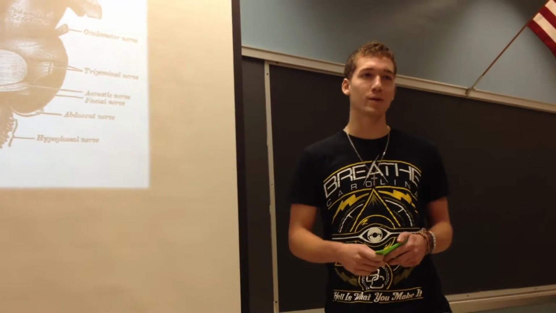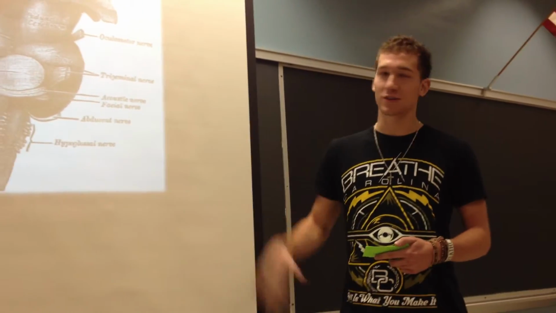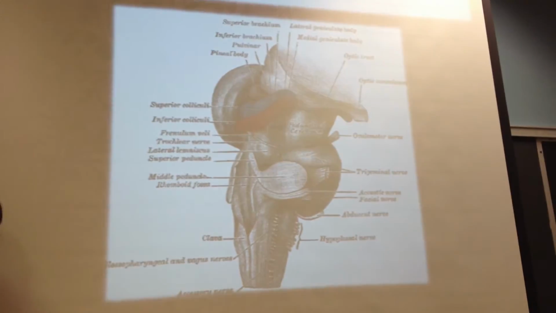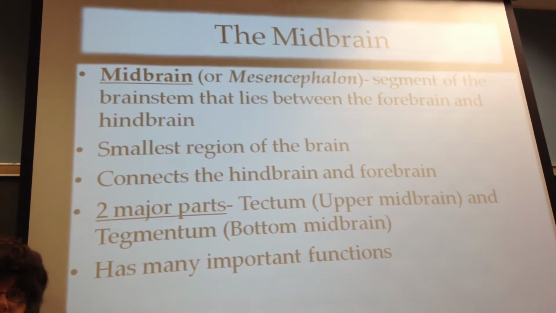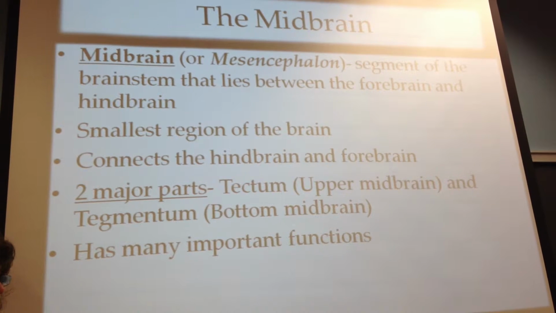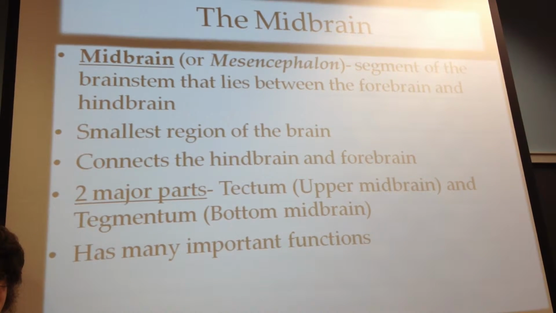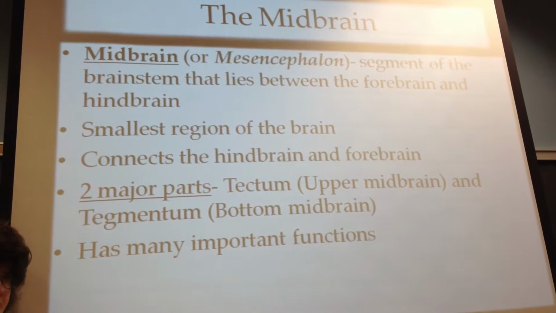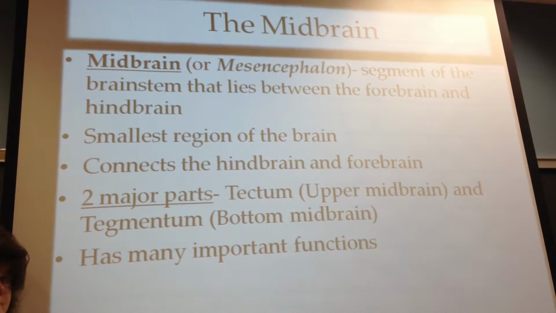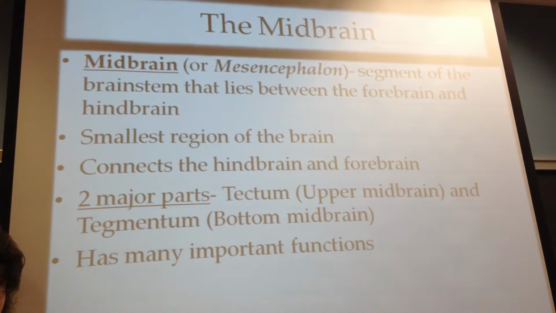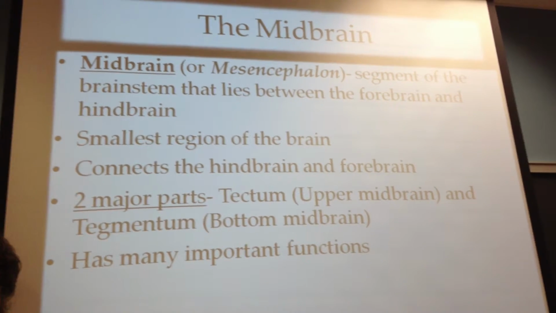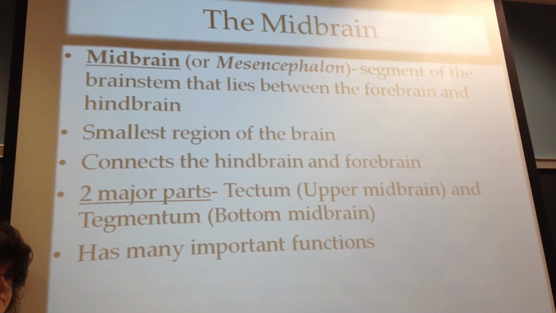So I'm going to talk about the midbrain, and this is just a close-up of it. The midbrain, or the mesencephalon, is a segment of the brainstem that lies between the hindbrain and the forebrain. It's the smallest region of the brain. It has two parts: the tectum, which is the upper portion, and the tegmentum, which is the bottom portion. It also has many important functions that I will discuss later.